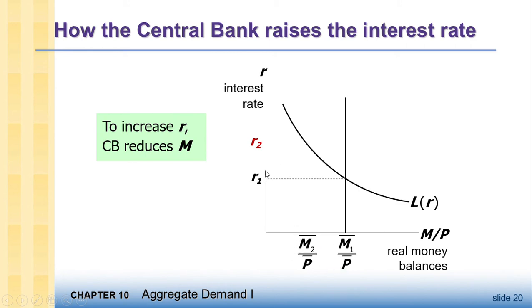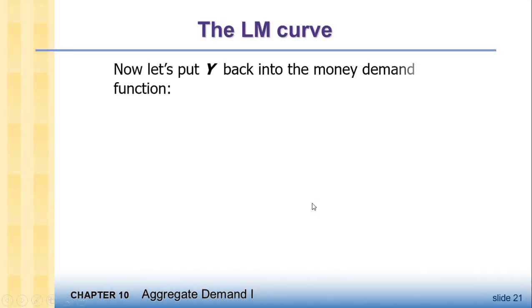Once it raises the interest rate, the supply of money comes back here, and at the prevailing interest rate the new money supply will be fixed somewhere here. Now let's put Y back into the money demand function and see what happens. So now we have a money demand function where money demand is determined by the interest rate, which negatively affects money demand, and income, which positively affects money demand.